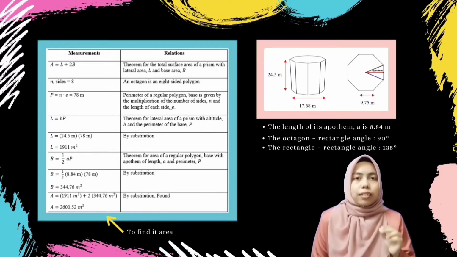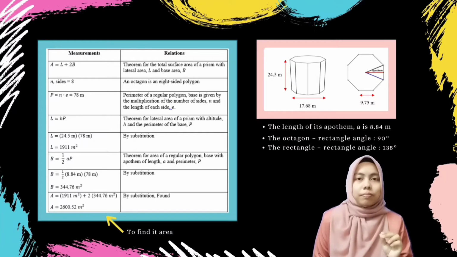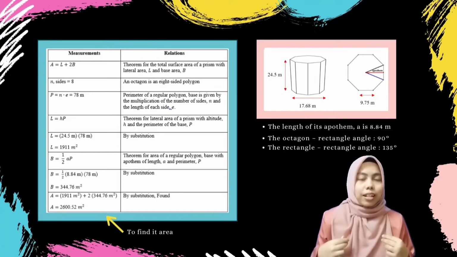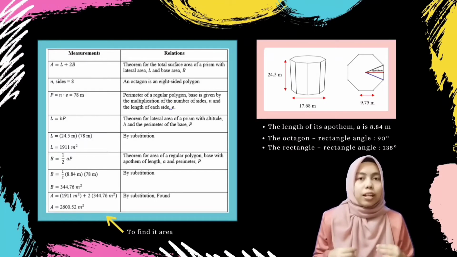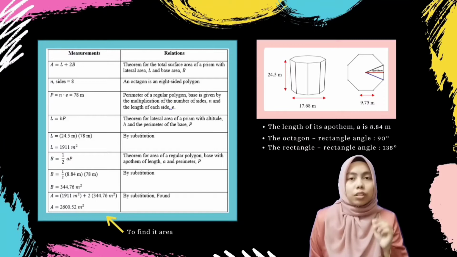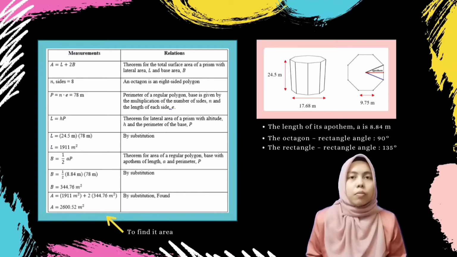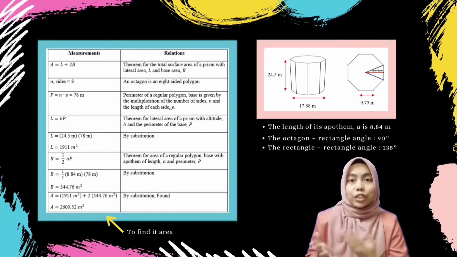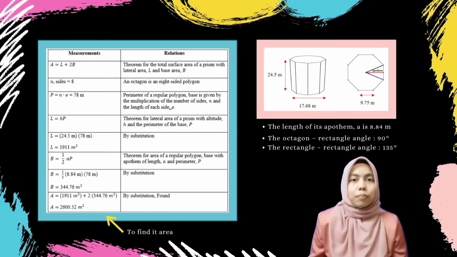Other than that, the length of each side is 9.75 meters. The angle between the octagon and rectangle is 90 degrees, while the angle between rectangle and rectangle is 135 degrees. In order to find the total surface area, we use the theorem that we learned during our class lesson, which is A equals L plus 2B. As shown, L represents lateral area and B represents base area.